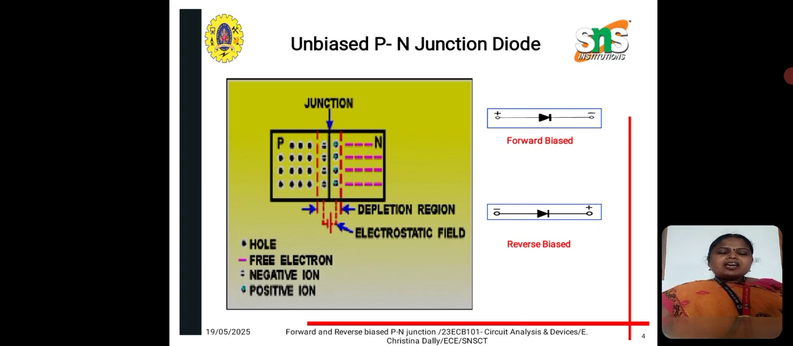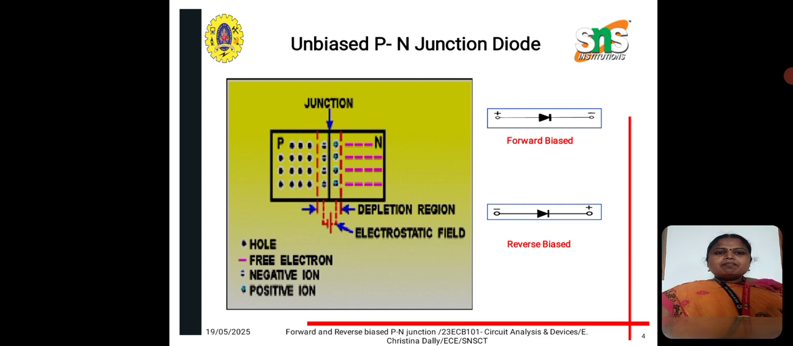Next, we are going to see how the PN junction diode works in an unbiased condition. Here, it represents the forward bias as well as reverse bias. There is only one difference between the forward bias and the reverse bias. So what is the difference? When the positive terminal is connected to the anode and the negative terminal is connected to the cathode, this is forward biased. At the same time, when the negative terminal is connected to the anode and the positive is connected to the cathode, this is called reverse bias.